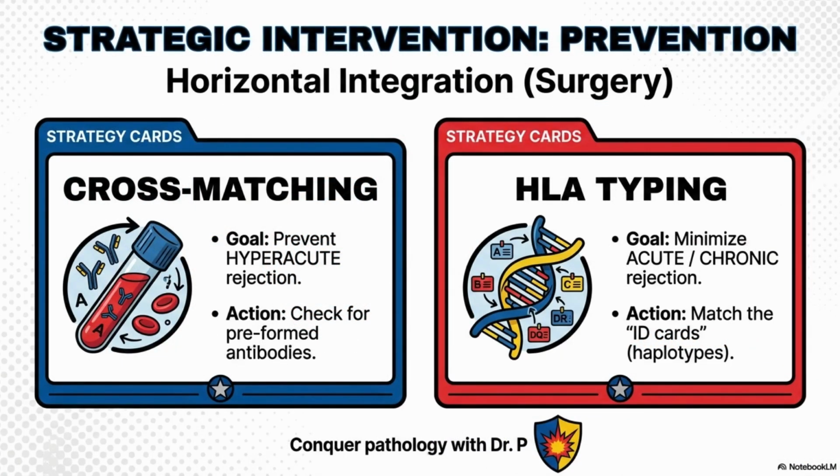How do we stop this war? We'll look at strategic intervention, that is prevention. I'm handing you 2 strategy cards. Cross-matching. The goal here is to prevent hyperacute rejection. We check for preformed antibodies right now. HLA typing. The goal is to minimize acute and chronic rejection, and we match the ID cards, that is the haplotypes.